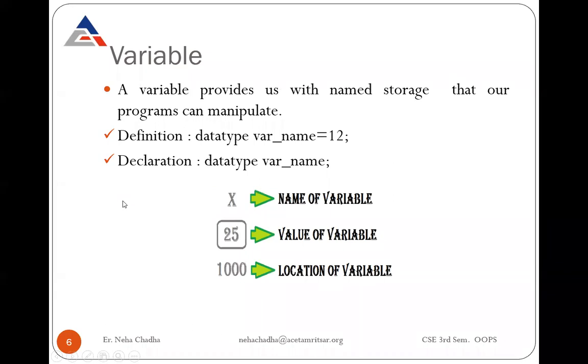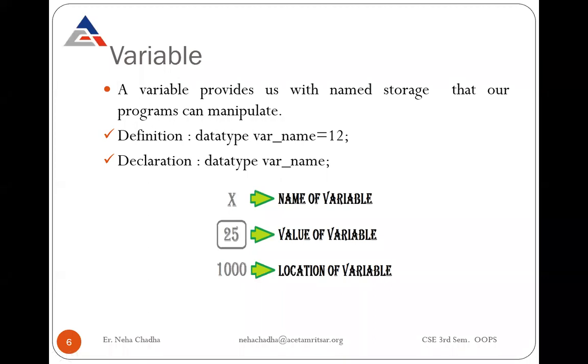A variable. A variable provides us with named storage that our programs can manipulate. There is a difference between constant and variable. A constant is a value which remains fixed throughout the program, but a variable is a value which can vary in a program. Whenever you run your program, you can change the value of that variable.